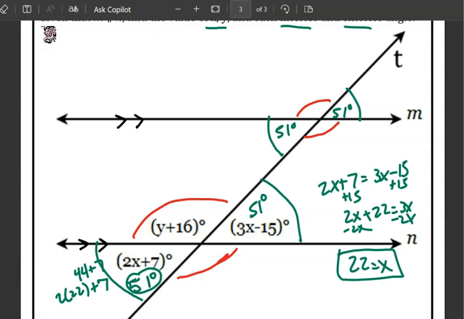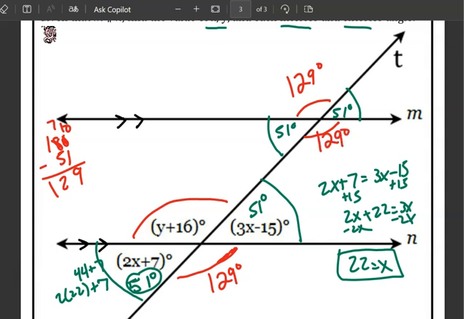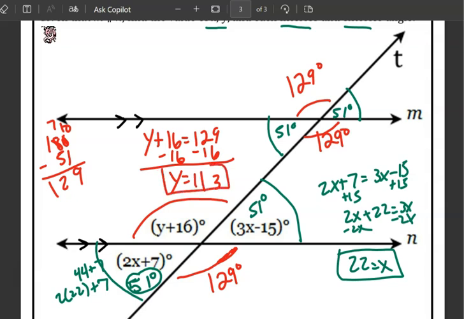Now, this red angle and this green angle together would give you 180 degrees. Let's subtract those. 129 degrees would be the other angles. And then to solve for y, we have y plus 16 equals 129. Subtract 16 from each side. y equals 113.